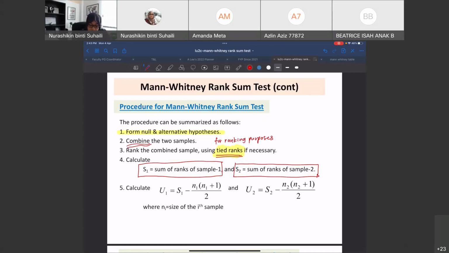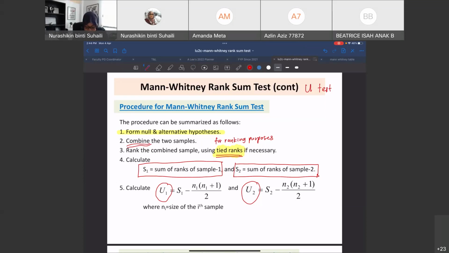Now, the fifth step is to find U1 and U2. Okay, so this is the specific parameter for this test. So it's also called the U test. The parameter that you calculate is U. Why U? I do not know why, because it has been decided by the statistician before. I don't have the answer why it is U and not I, maybe.